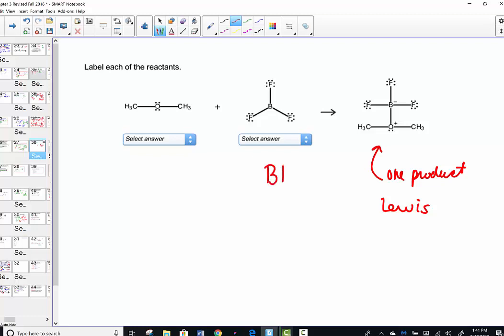Here is BF3. I know that that's a very electron deficient center in the boron. I know that because it's group 3A. And I need to remember group 3As like aluminum and boron are very good acids because they have a center that's positive. And you see over here in a very electron-rich area, this is going to be a Lewis base.